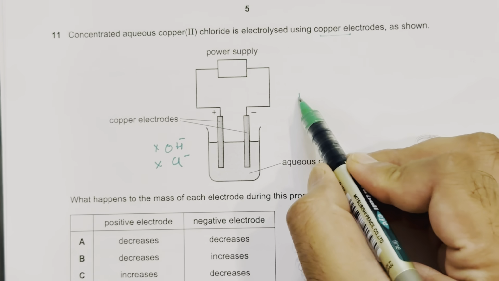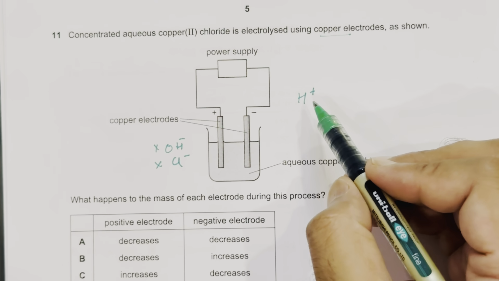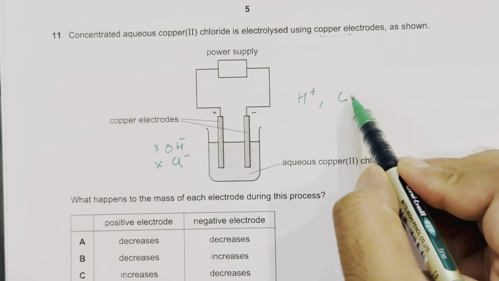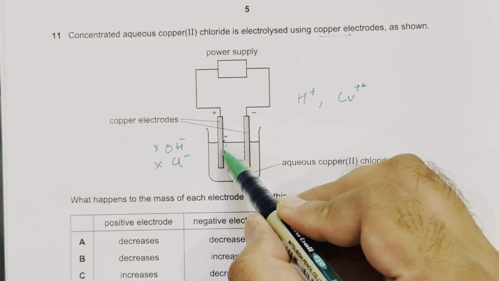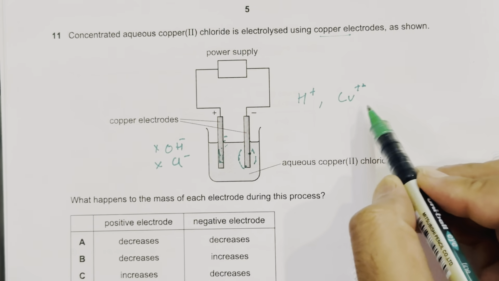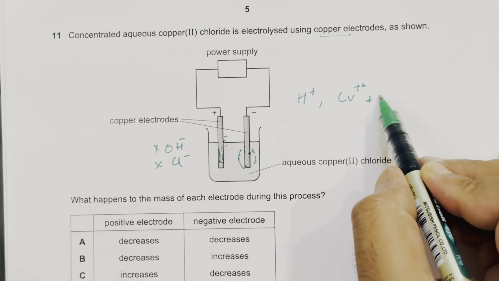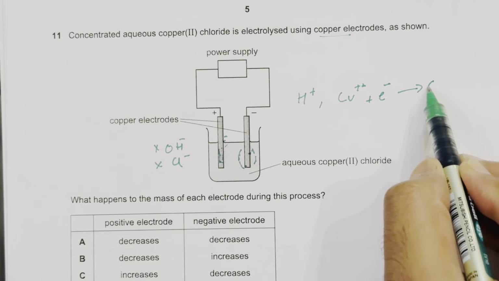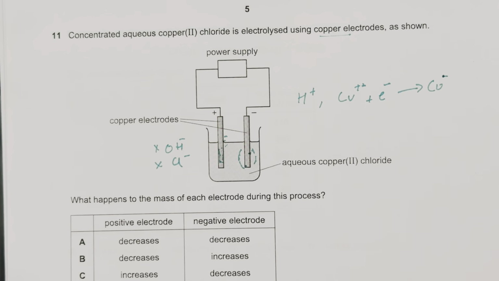Okay, and we also know that at the cathode it would be like that: hydrogen ion and copper. Obviously copper would win, because copper will lose electrons at the anode and get thinner, and it will deposit over here, so they would deposit like that. Copper would accept the electron and it will deposit at the negative electrode.